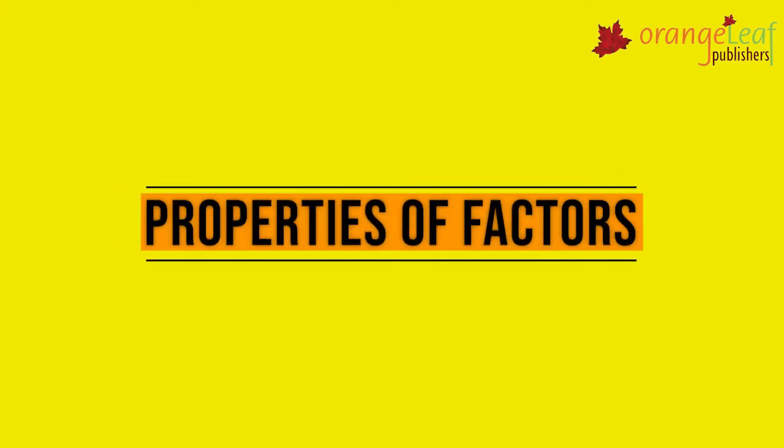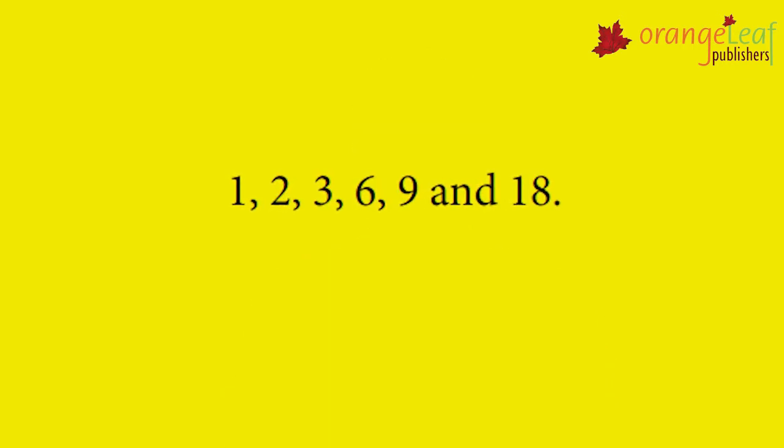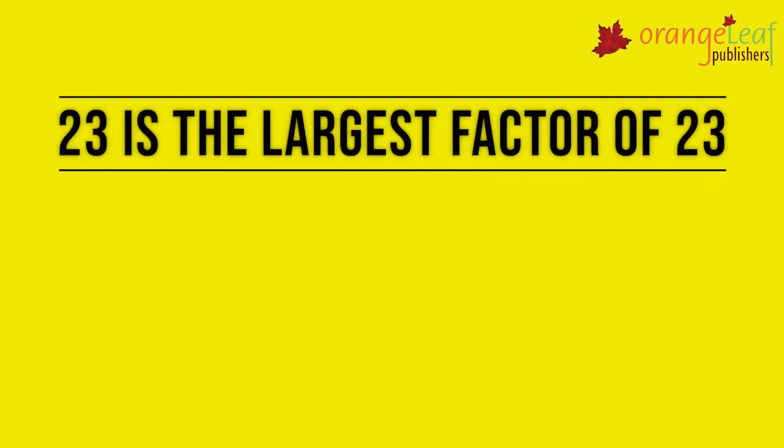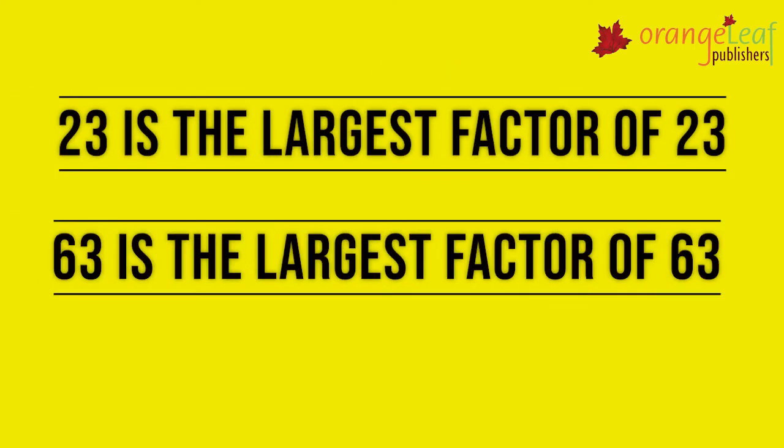Properties of factors. Property number 1. Every non-zero number has a limited number of factors. For example, the factors of 18 are 1, 2, 3, 6, 9 and 18. Property number 2. Every number is the biggest factor of itself. For example, 23 is the biggest factor of 23. 63 is the biggest factor of 63, and so on.